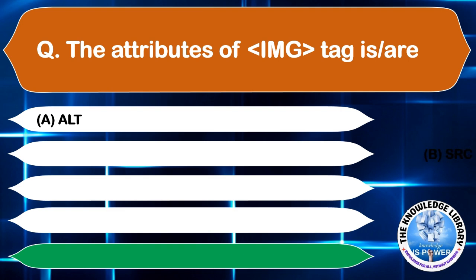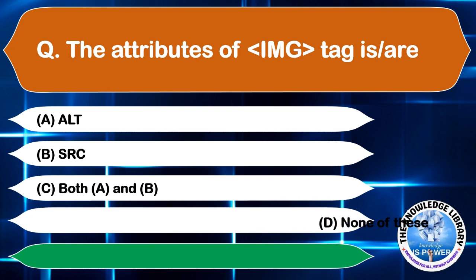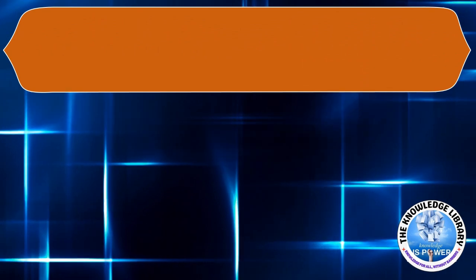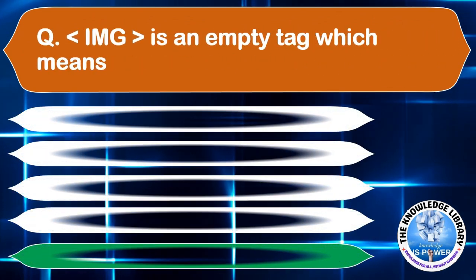The next question is, the attributes of image tag is or are option A, alt. Option B, src. Option C, both A and B. Option D, none of these. The correct answer is option C, both A and B.